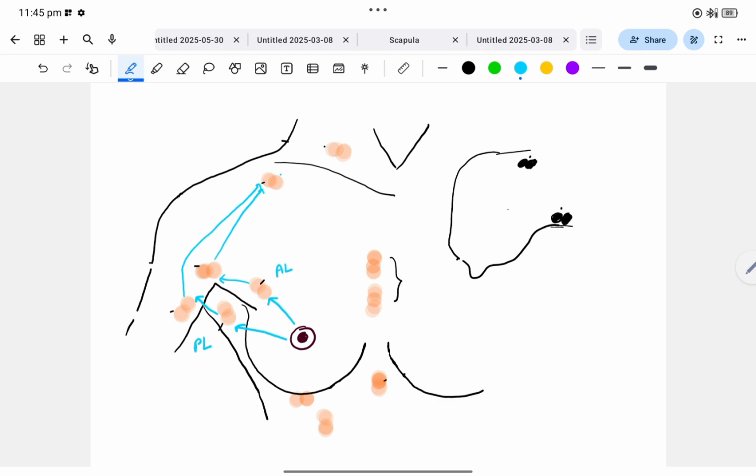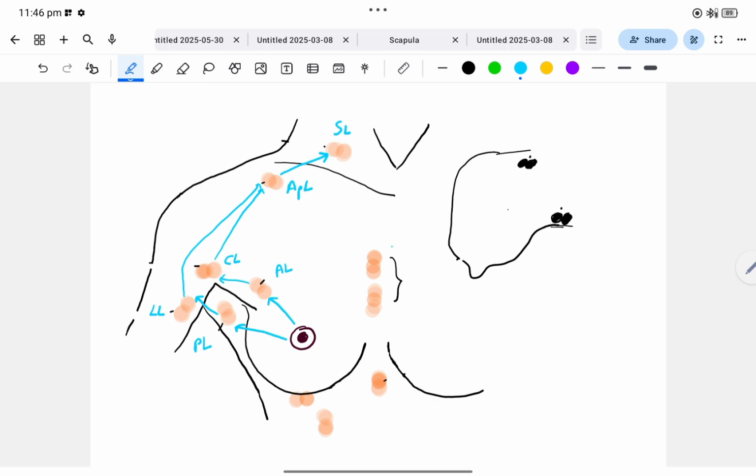This was the apical group, and finally from the apical group it passes to the supraclavicular lymph node. So this was one part of the breast draining the lymph to the supraclavicular node. So you can see how the lymph is drained from the breast to the supraclavicular lymph node.